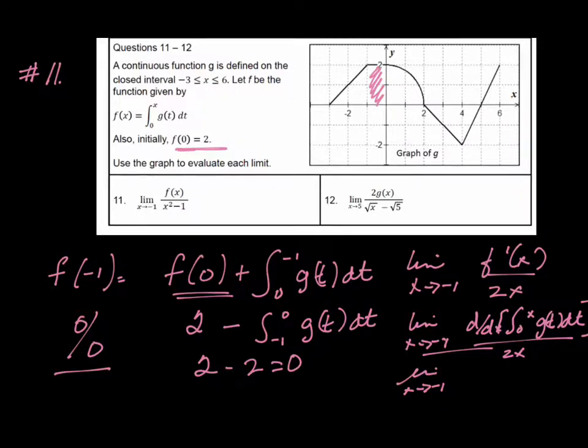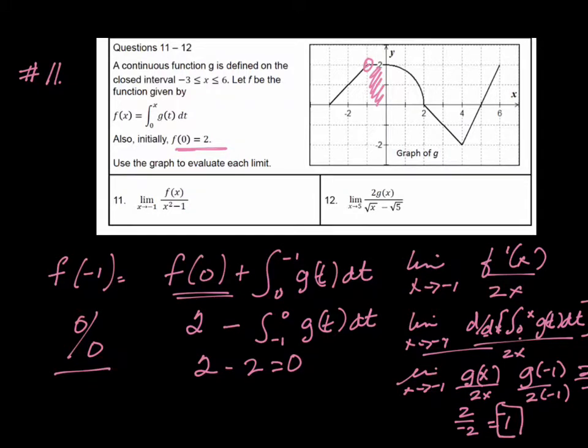So that is the limit as x goes to negative 1 of g of x over 2x, because you took the derivative of the integral. So, what is g by direct substitution? Negative 1 over 2 times negative 1, and g at negative 1 is 2. So I have 2 over negative 2, so you get negative 1, which is the right answer. So that's how you do number 11, and it's good because it makes you think.